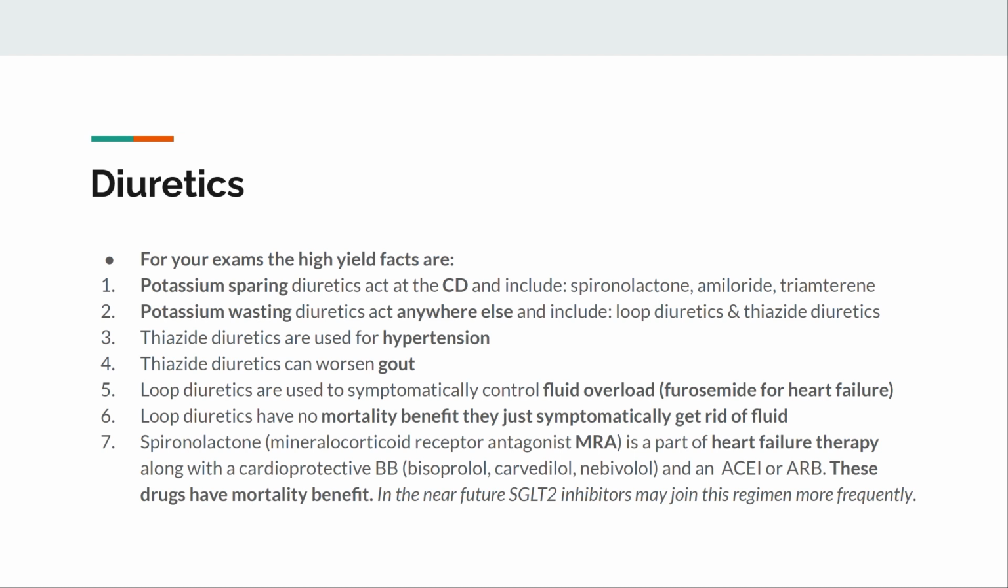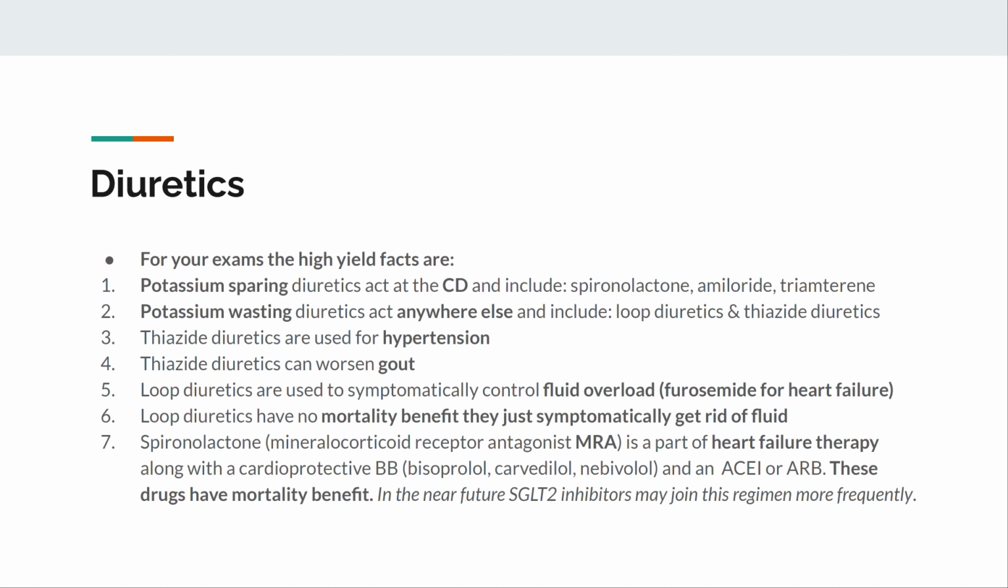And maybe in the future you'll have a fourth drug, the SGLT2 inhibitor empagliflozin, which was shown in the EMPA-REG outcome trial to be cardioprotective. But for now it's just the 3: spironolactone, beta blocker, and ACE inhibitor or ARB.